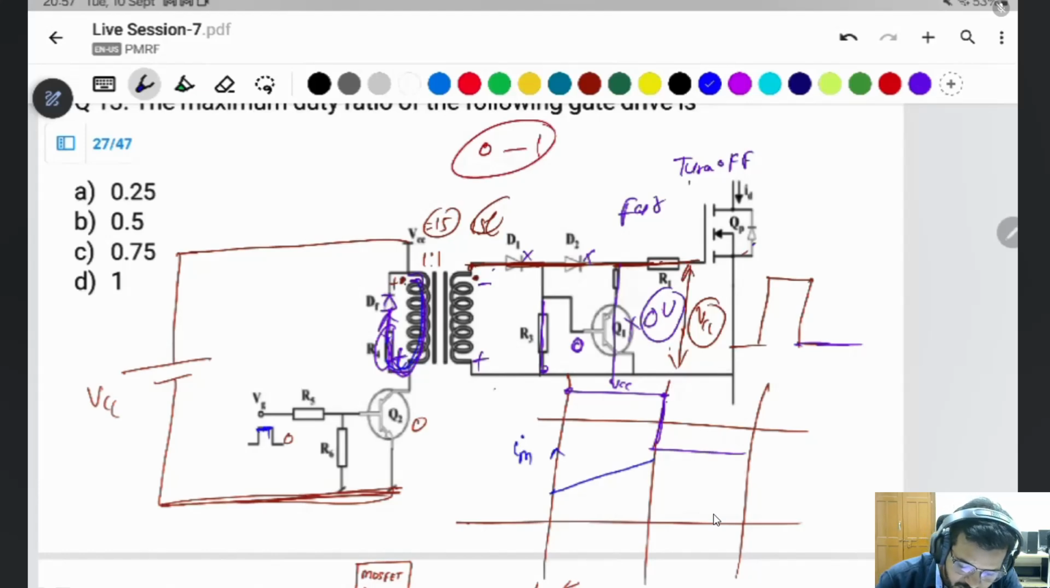In the second half, there will be a discharge through the resistor. Then the value goes from positive to negative. Current is flowing through the resistor, so there is a voltage drop. The same voltage drop occurs at the terminal of the MOSFET. On the negative side, this will be like that only.